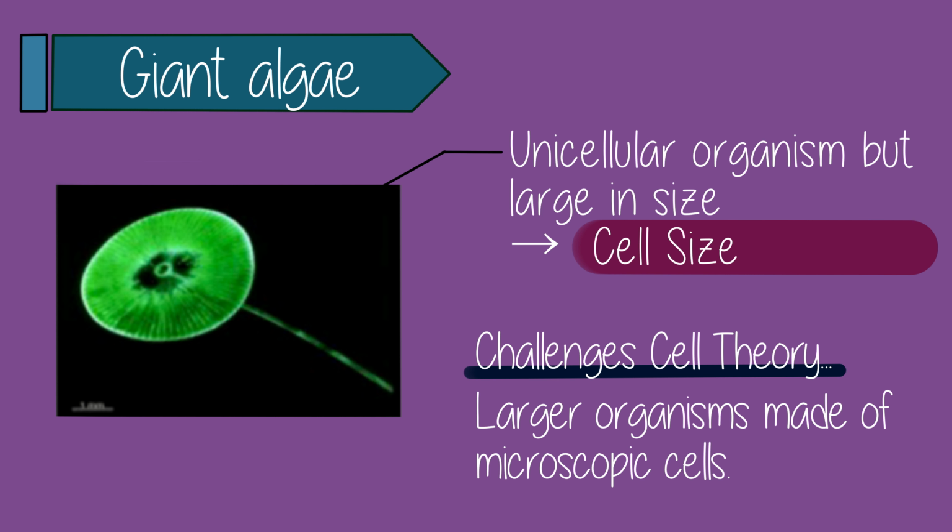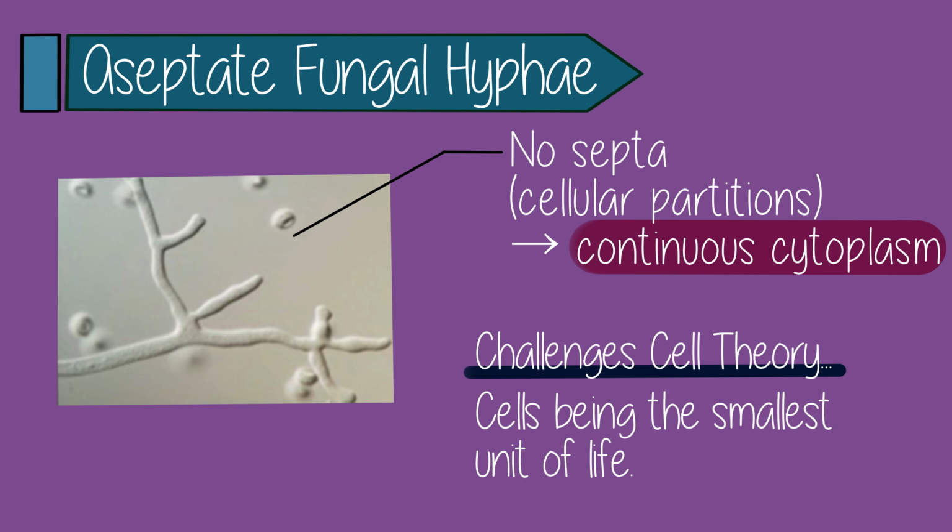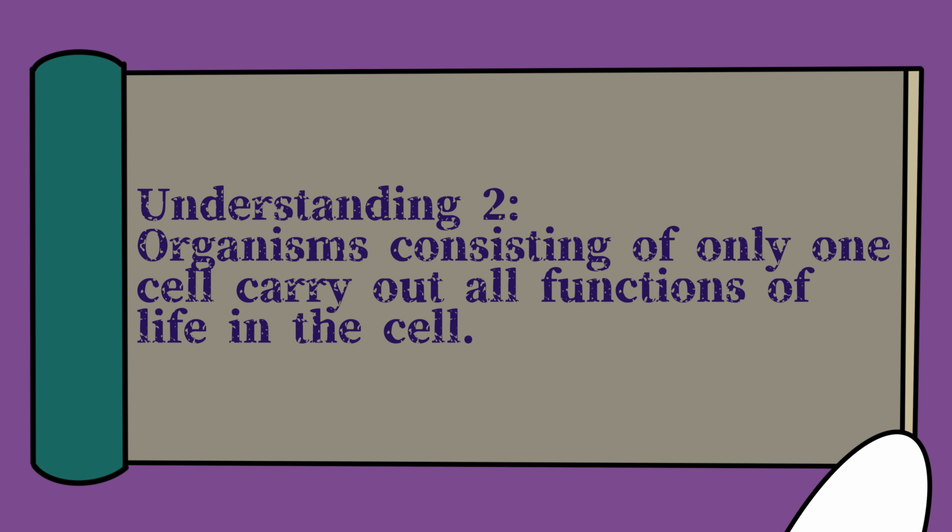Unicellular giant algae can be very large in size, which challenges the idea that larger organisms are made of microscopic cells. Aseptate fungal hyphae has no septa and has continuous cytoplasm, which challenges the idea of cells being the smallest unit of life.